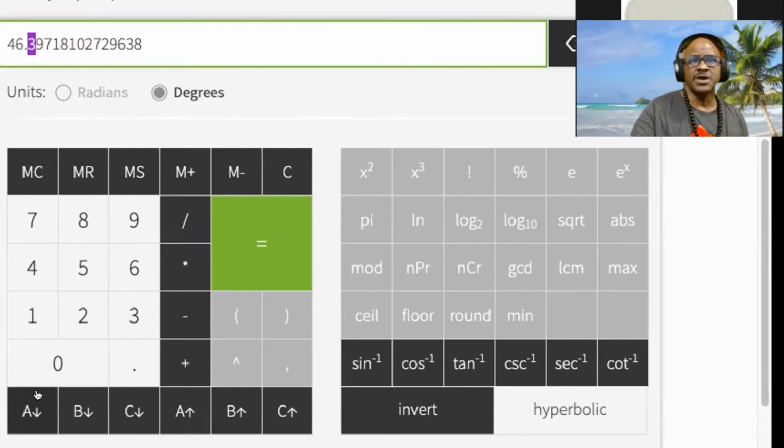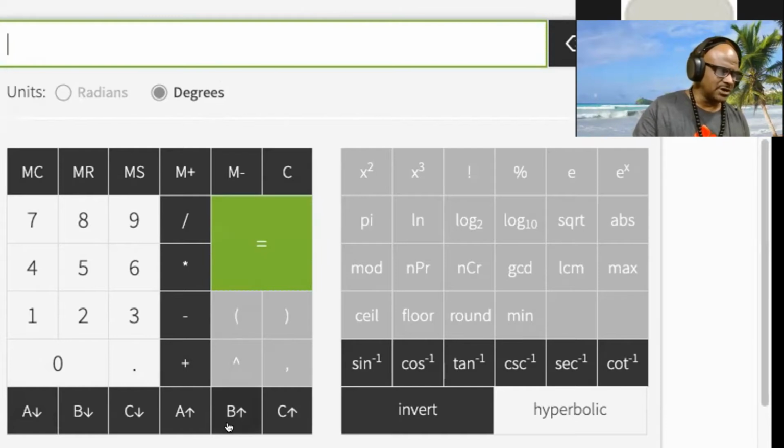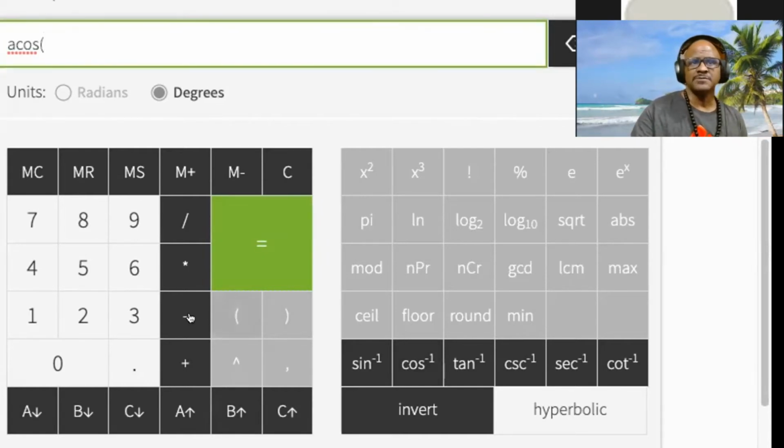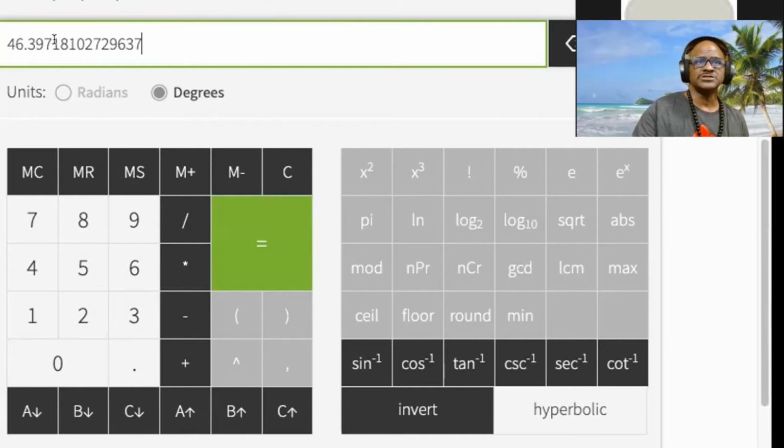Okay, the next one we had here, we're going to double check. Our next one was cosine 20 over 29. So let's go cosine 20 divided by 29, close your parentheses. And we see once again, we have 46 degrees.